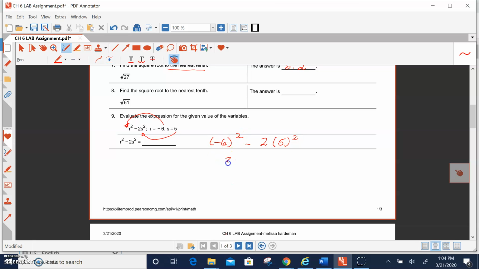-6 squared would be a positive 36. 2 times 25, because 5 squared is 25. So 36 minus 50 would give us our answer. What is that? I get a -14.